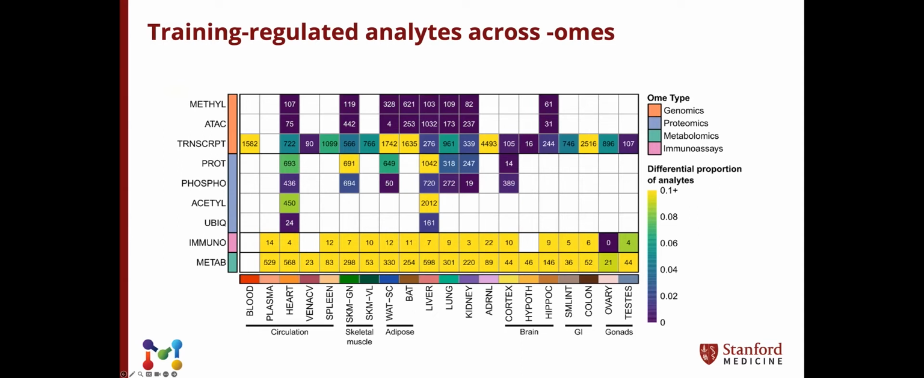We also looked at a targeted immune panel, as well as several different metabolomics assays, a mix of targeted and untargeted assays. So in total, we found over 35,000 analytes that were regulated with training across the assayed tissues and omes.